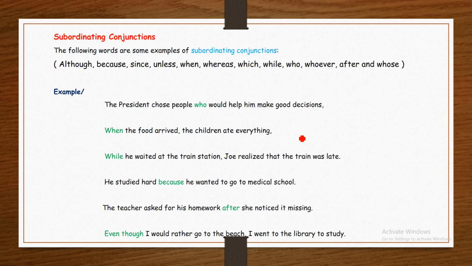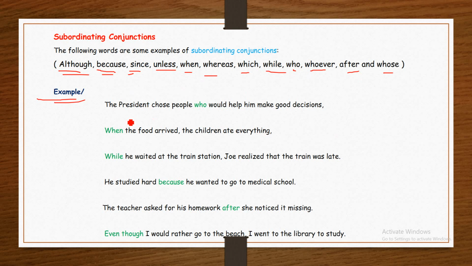Subordinating conjunctions. What are subordinating conjunctions? Here are some examples of the subordinating conjunctions. There are more than this, but these are the most important ones: although, even though, because, since, unless, when, whereas, which, while, who, whoever, after, whose. These are the most common or important subordinating conjunctions.